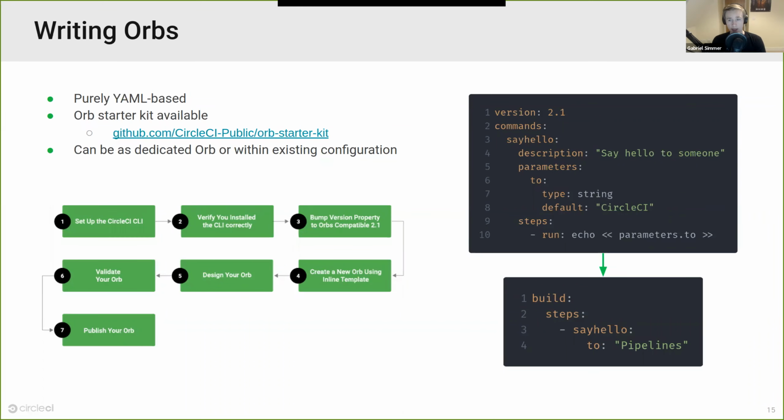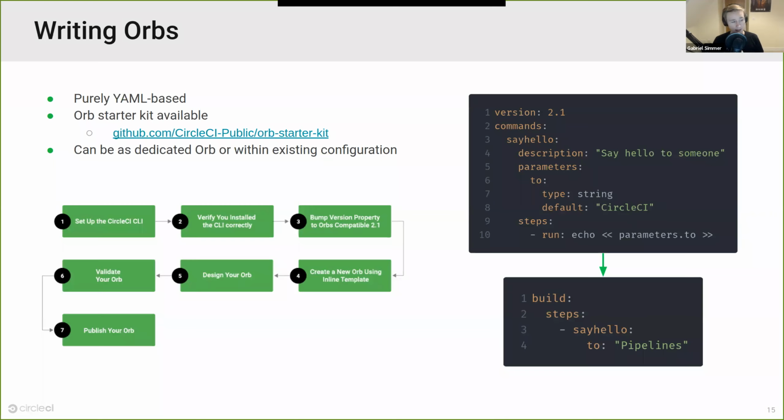Here on the right, we have an example of how an orb might function. So we're defining a command, say hello. We're giving it a description. This is optional, but is best practice to have some context for that command. We're defining a parameter. These are typed. So you can see we're giving it the string type. We've named it to. We've given it the string type. We've also given it a default value as well.